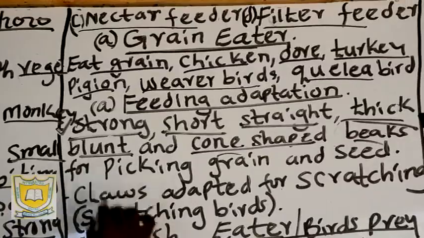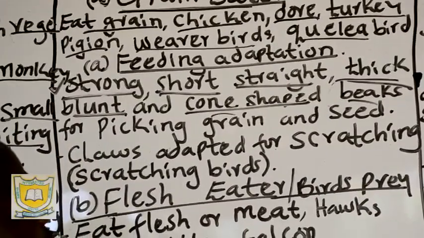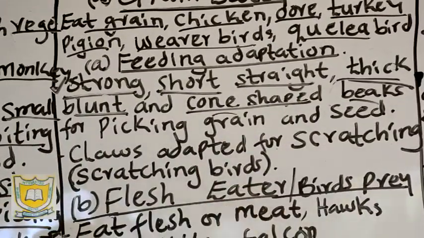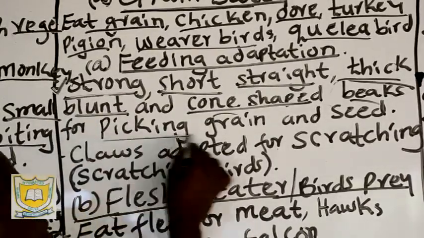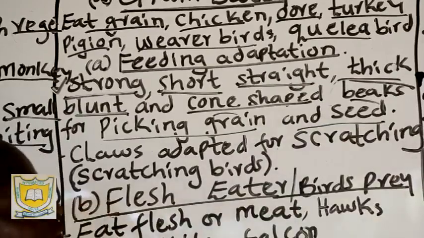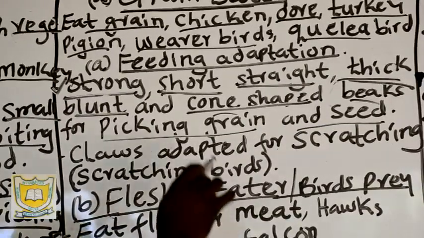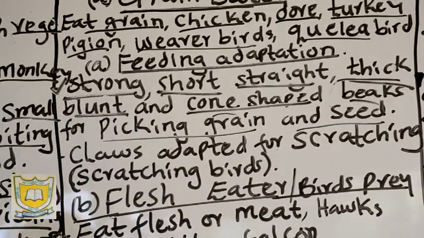Now, what is the function of this beak being short, thick, and conical shaped? This adaptation helps the bird so that it can pick grain or seeds. For it to pick grain or seeds, it should have this adaptation of the beak.